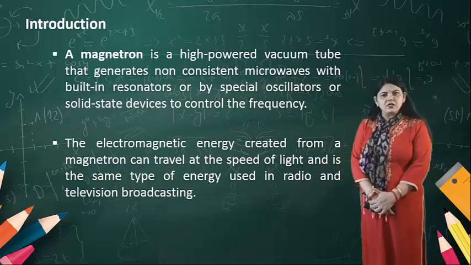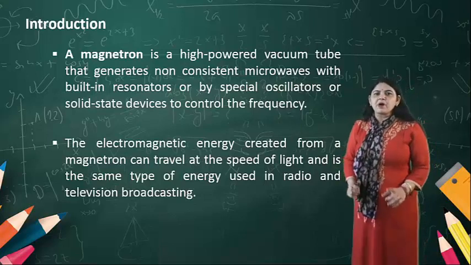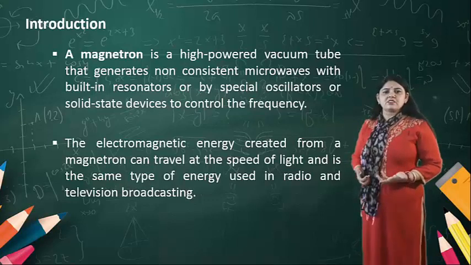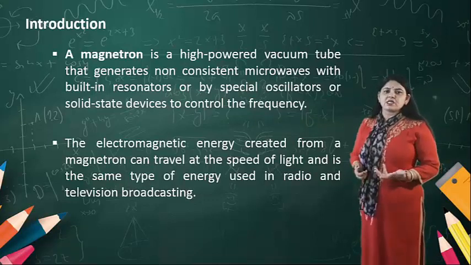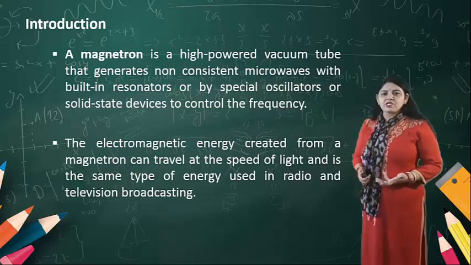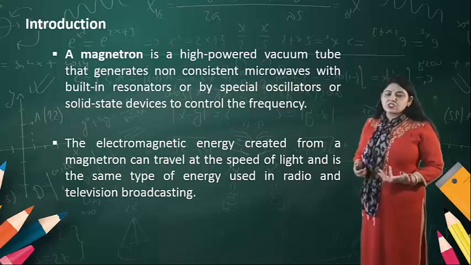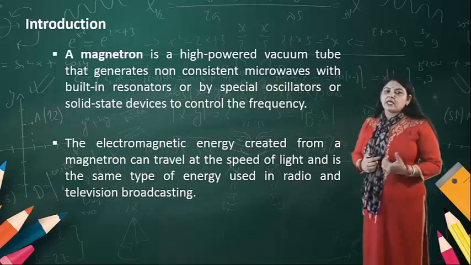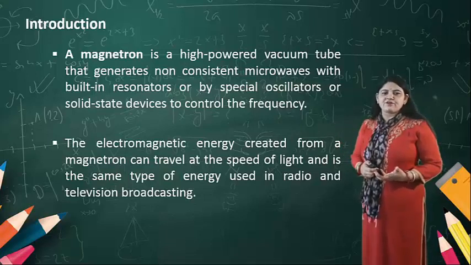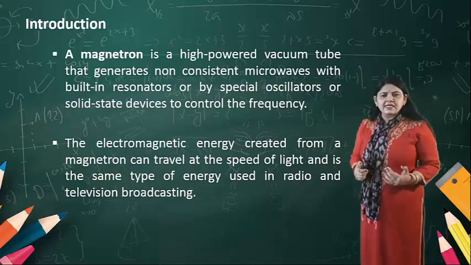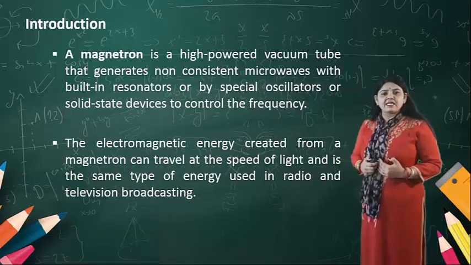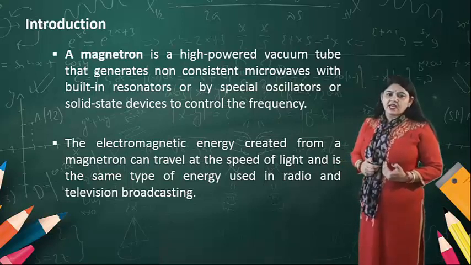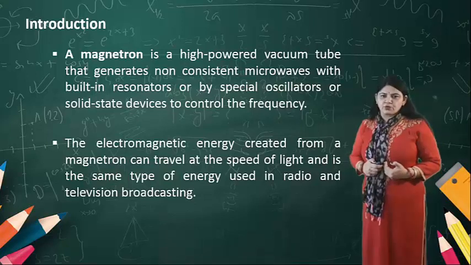So what is a magnetron? A magnetron is a high powered vacuum tube that generates non-coherent microwaves with built-in resonators or oscillators, or solid-state devices, to control the frequency. The electromagnetic energy created from a magnetron can travel at the speed of light, and it is the same type of energy used in radio and television broadcasting.